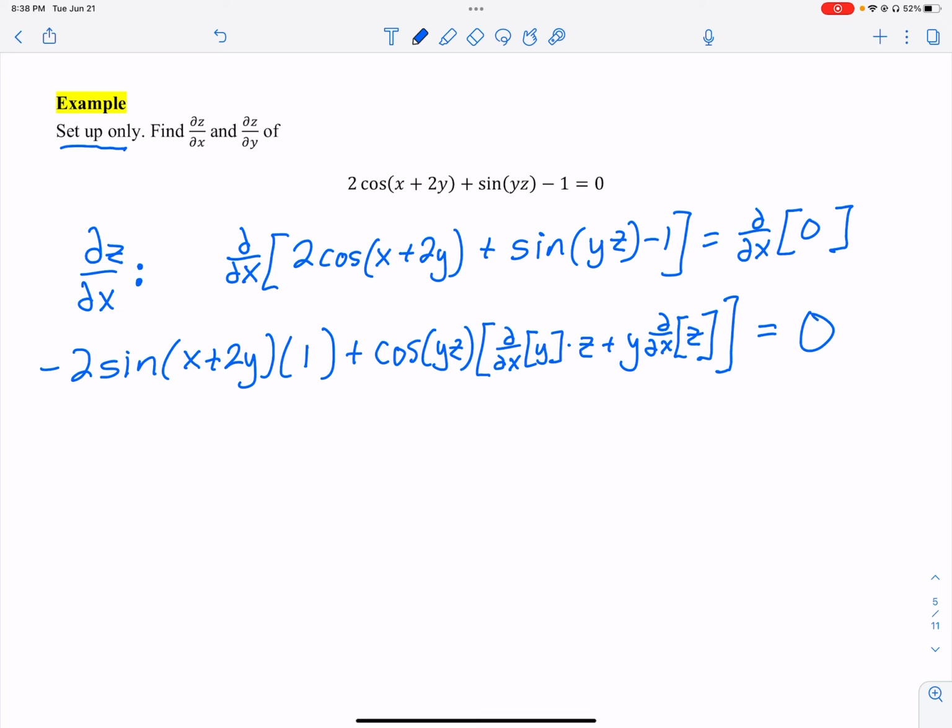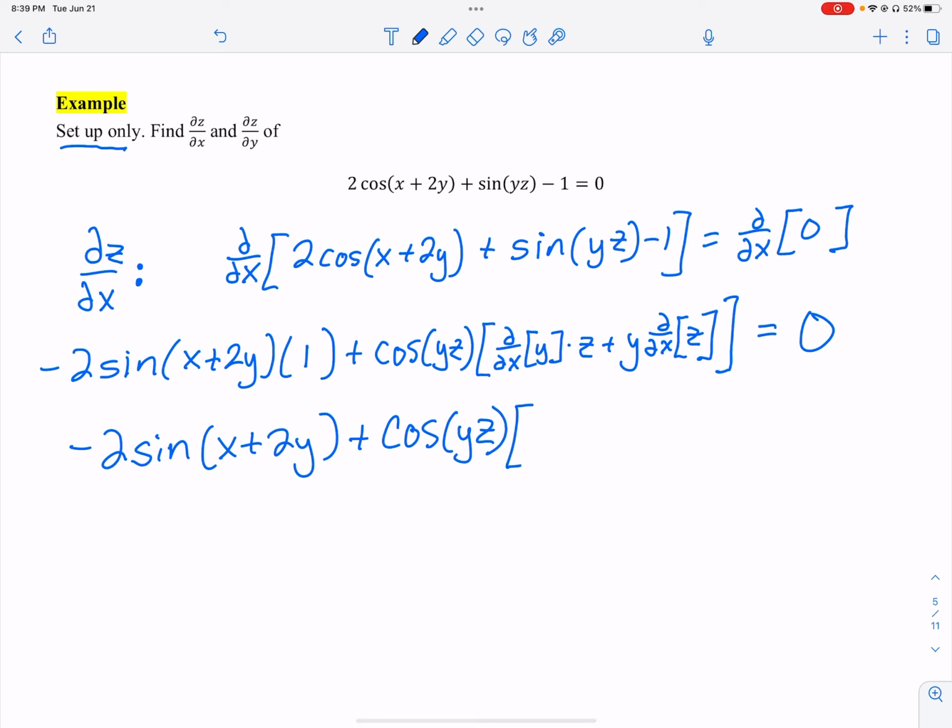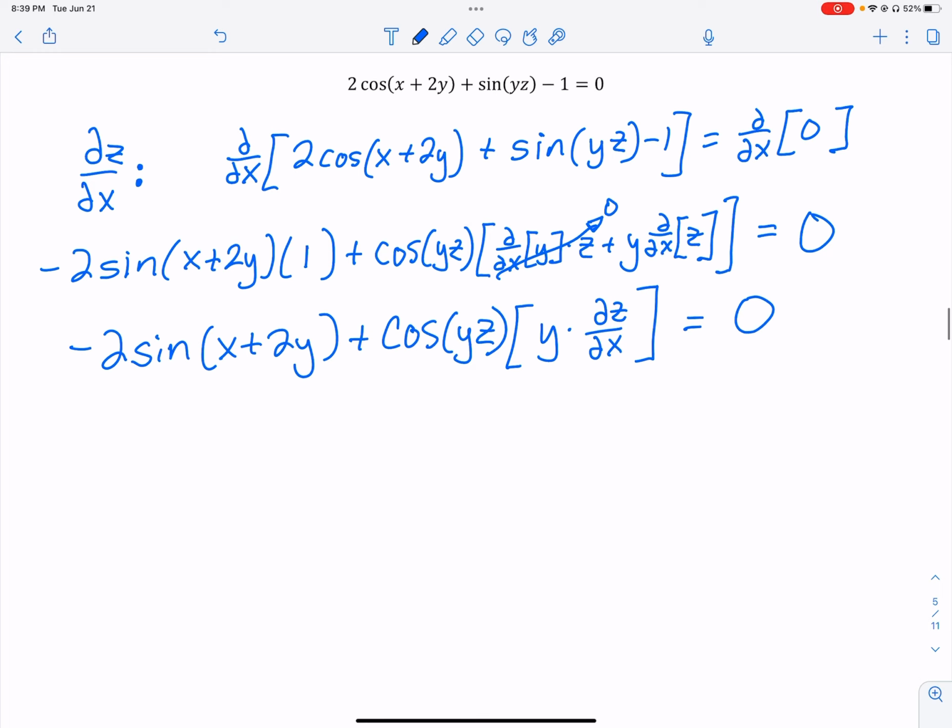I like doing the product rule every time. I pause for a moment because there's a way you could just do it really quick. I think you need to go through that, especially with this, because it's so easy to overlook the product rule with the z, just like I almost did a second ago. So we get negative 2 sine x plus 2y, and then plus, let's just do everything inside that bracket. This goes to 0, because the derivative of y with respect to x is 0. Then I get y times the partial of z with respect to x. We could solve then. I'm going to stop there.